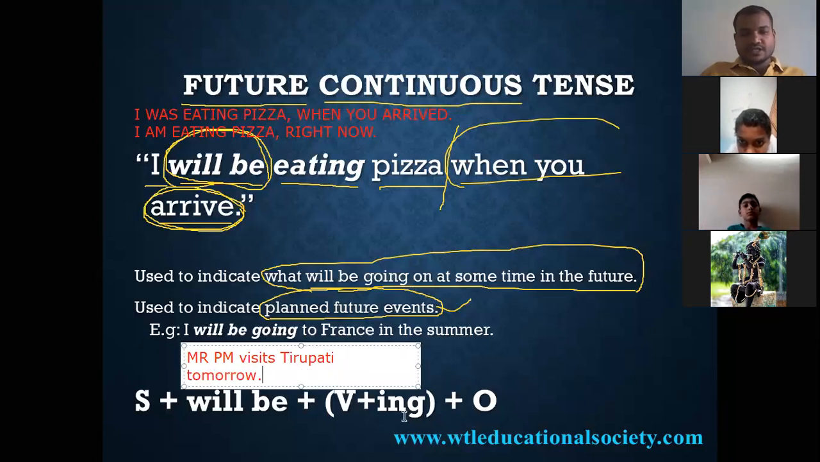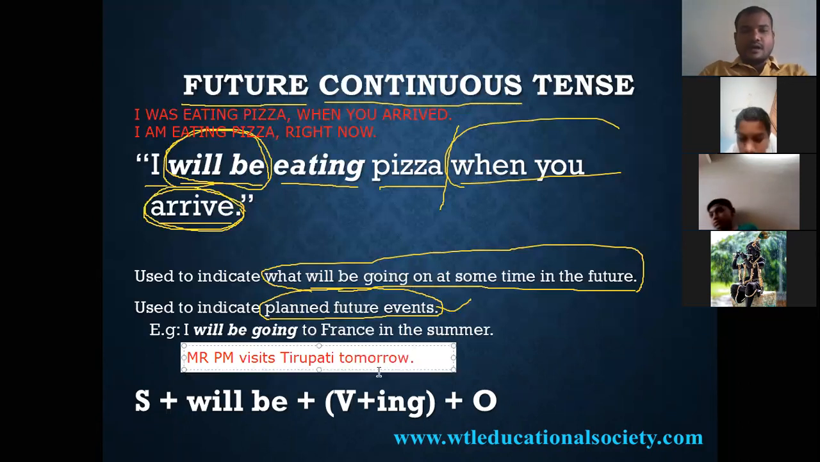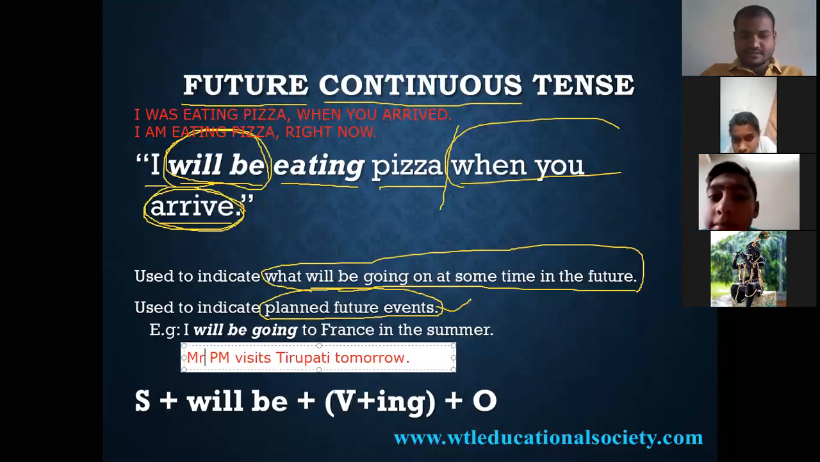Just look at the example and then try to understand this. Mr. PM, Mr. Prime Minister visits Tirupati tomorrow. Mr. PM visits Tirupati tomorrow. Will visits, sir? Only visits. Yes, only visits.